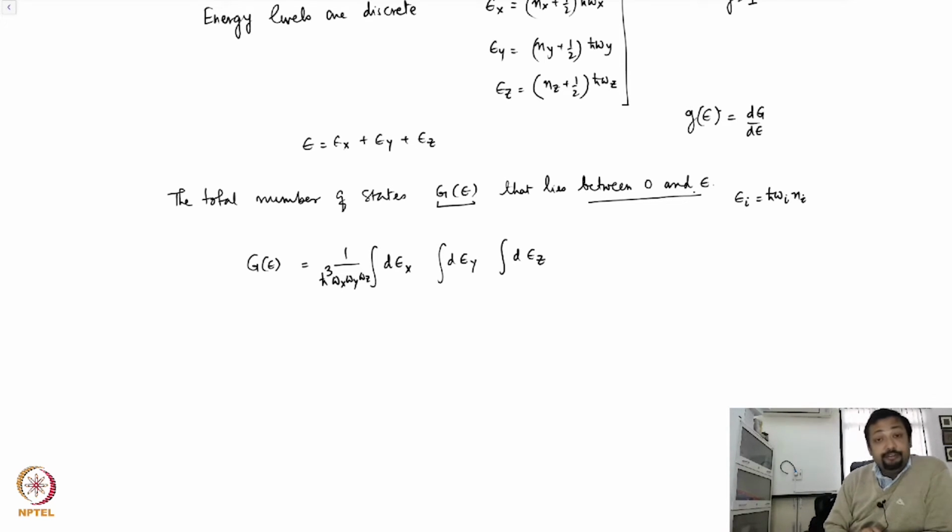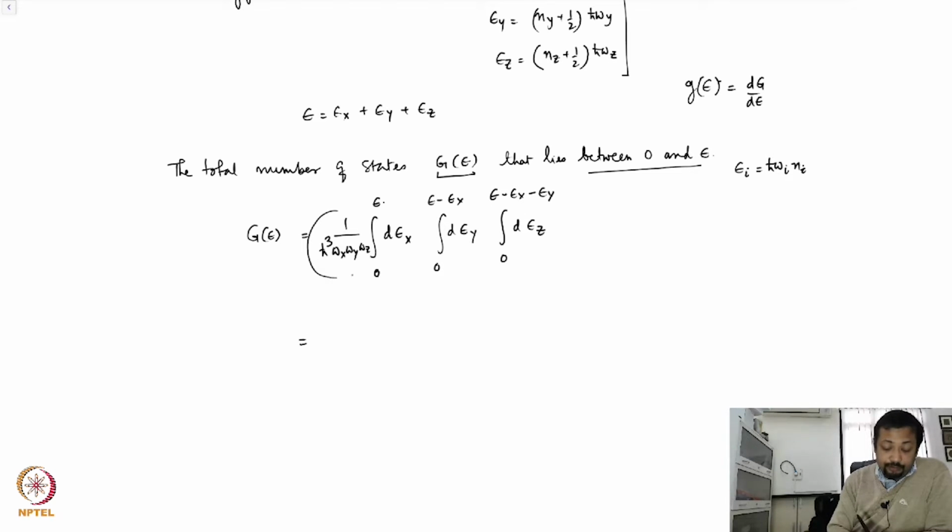But one has to be careful about the integration limit. Clearly epsilon z can go from 0 to epsilon minus epsilon x minus epsilon y, and epsilon y can be from 0 to epsilon minus epsilon x, and epsilon x will be from 0 to epsilon.